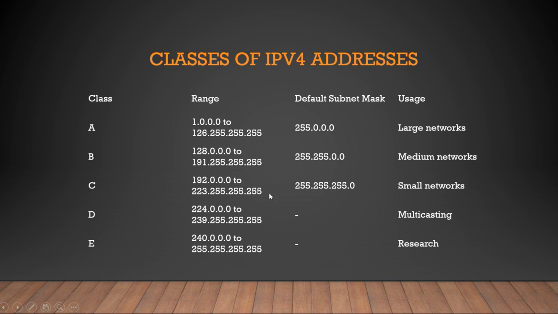And class C IP addresses are 192.0.0.0 to 223.255.255.255, and the default subnet mask is 255.255.255.0, for small networks. And class D is for multicasting and research purposes. Okay, so today we are only using the A, B and C class IP addresses. D and E are still used for multicasting and research purposes.